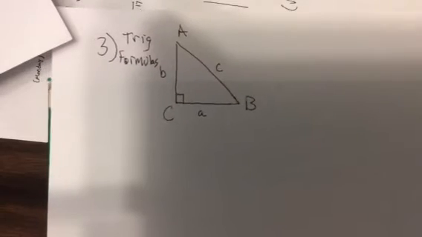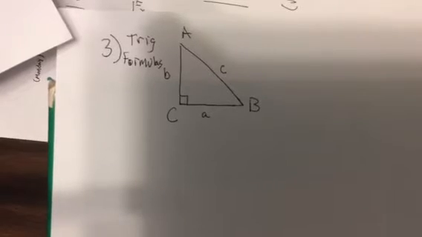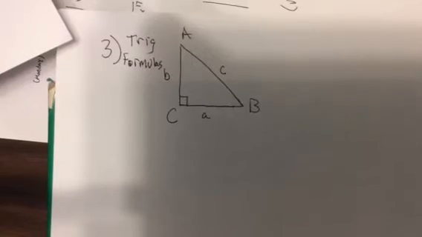Mercy, mercy, mercy. Here's part 3 of trigonometry. So part 1, if you have two sides, you can use Pythagoras. Part 2, if you have two angles, you can find the third by knowing that the angles are supplementary, add up to 180 degrees.